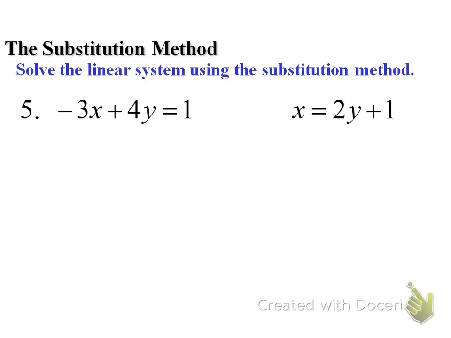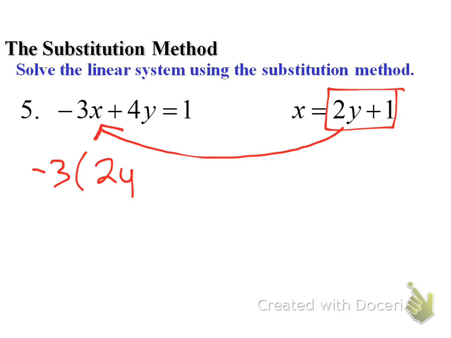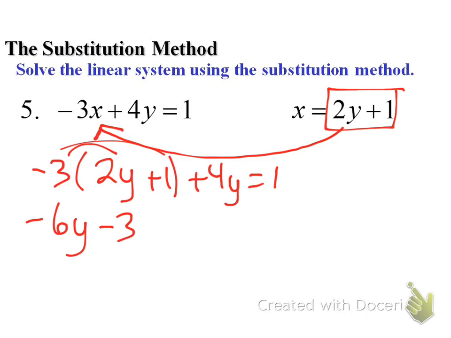Number 5. This is another, I don't know if they're easier, but they definitely go well with substitution because the first step's already done for you. X equals 2y plus 1, so I'm going to go ahead and just replace that x with 2y plus 1. Distribute and solve. So negative 6y minus 3 plus 4y equals 1.